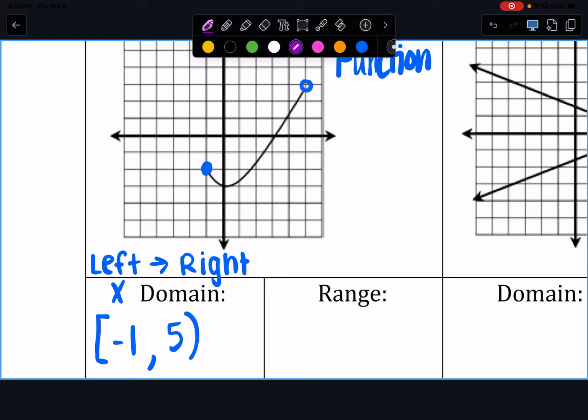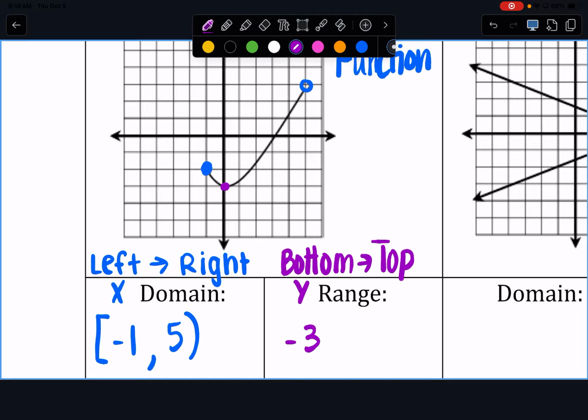Now we're going to do range. So range is our y values. Okay, our y values, when we do this, we go bottom to top. The lowest to the highest, smallest to biggest, okay? So where is the lowest that graph gets? Where is the bottom of that graph? -3, right here, okay?